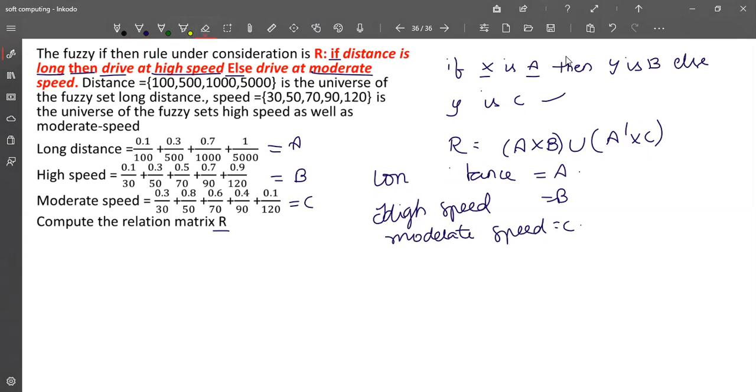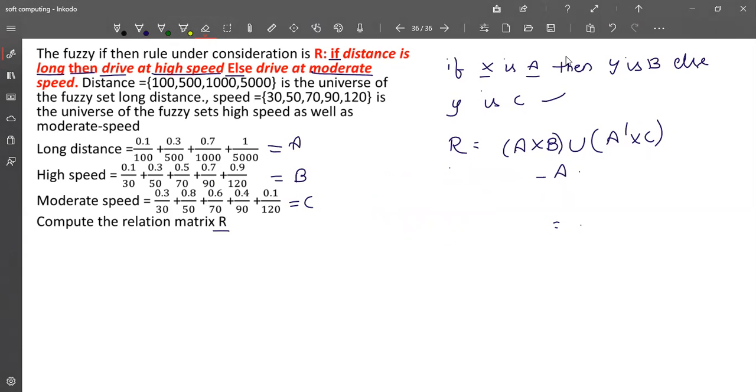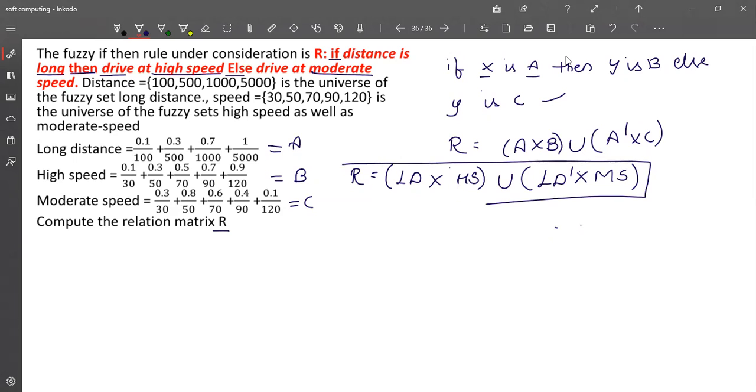Then our relation R becomes long distance, let me use LD, Cartesian product high speed, HS, union long distance complement Cartesian product moderate speed, MS. So now they are asking us to compute this relation.